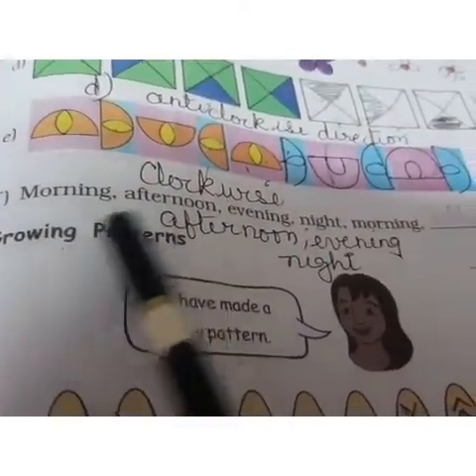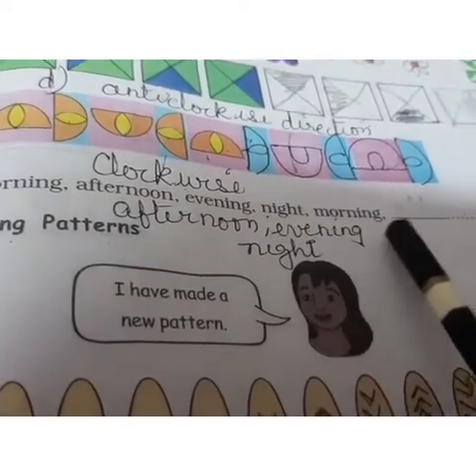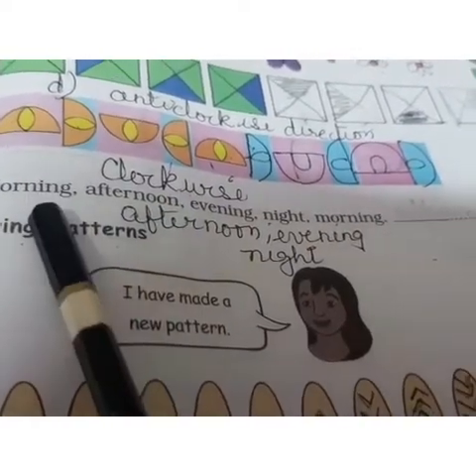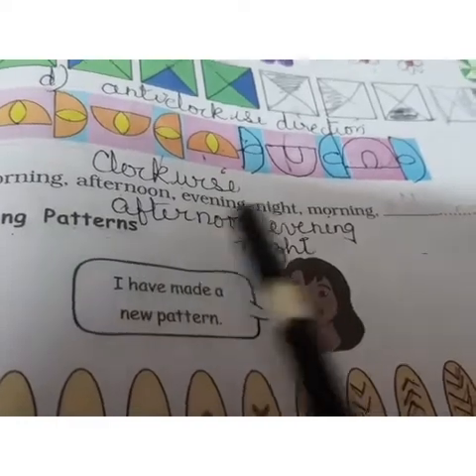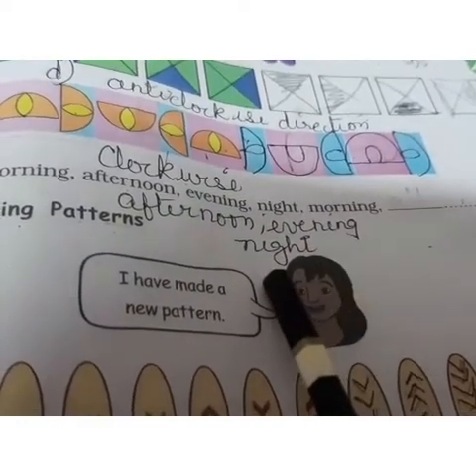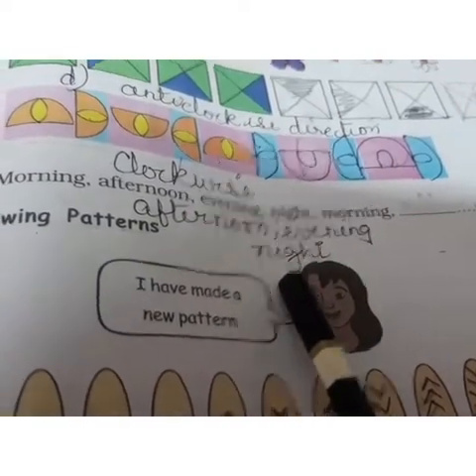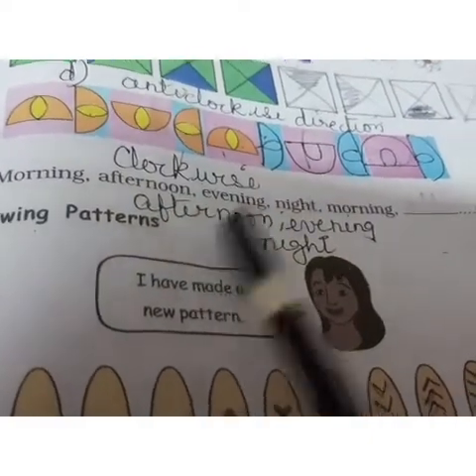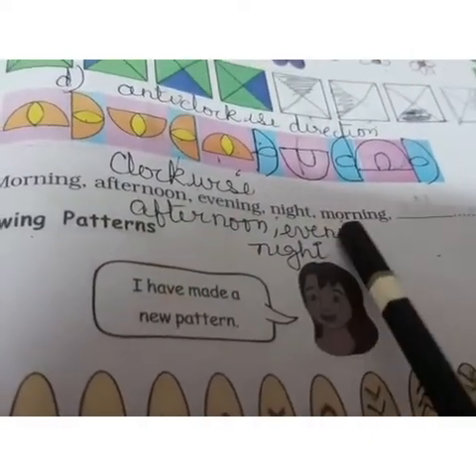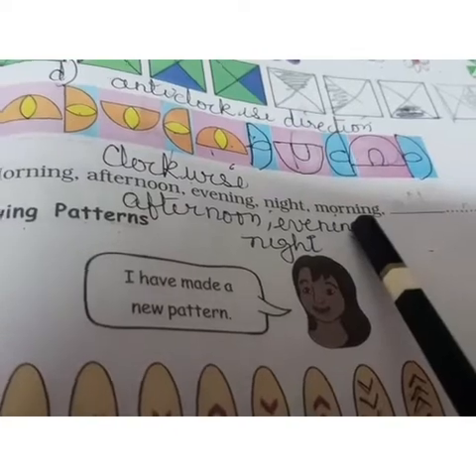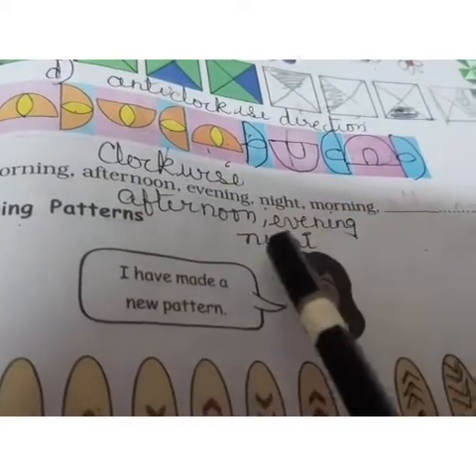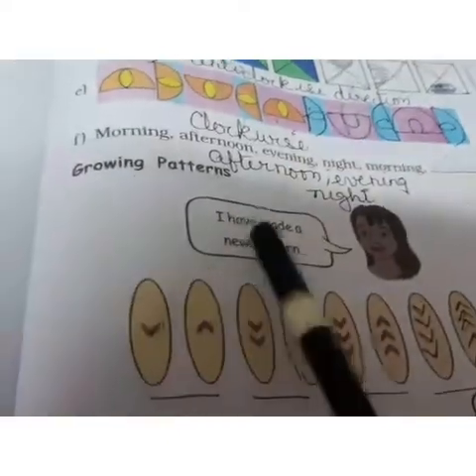Now morning, afternoon, evening, night and morning. So morning के बाद क्या आएगा? Morning के बाद afternoon आएगा, afternoon के बाद evening आएगी और evening के बाद night आएगा. So this is the pattern. Morning, afternoon, evening and night. Here morning is already given, so you are just supposed to write afternoon, evening and night. So that is the pattern.